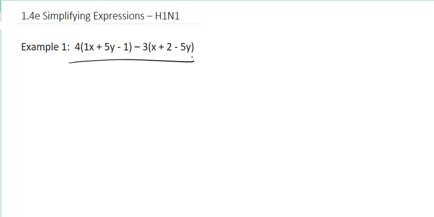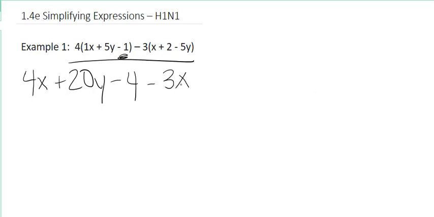So we have 4 times 1x, so that will give us 4x. Then we multiply 4 times 5y, so it gives us 20y. Now 4 times negative 1 is negative 4. Then we move on to the negative 3 and distribute. So negative 3 times x is minus 3x. Minus 3 times 2, which is negative 6, and minus 3 times negative 5y to give us a positive 15y.